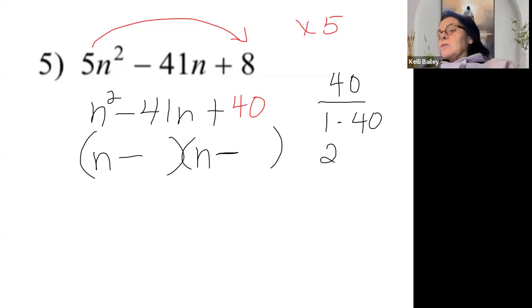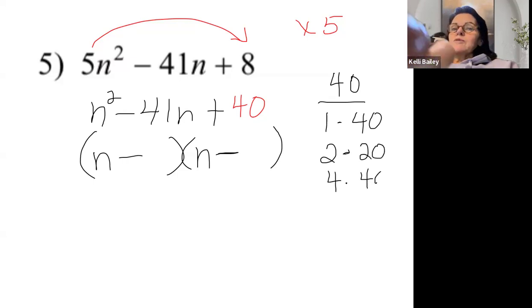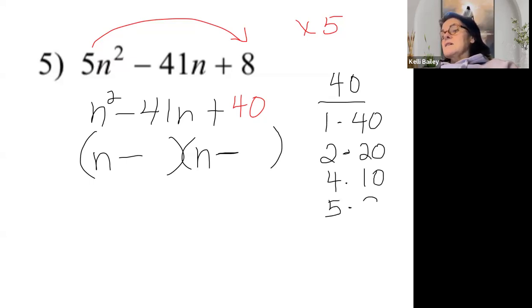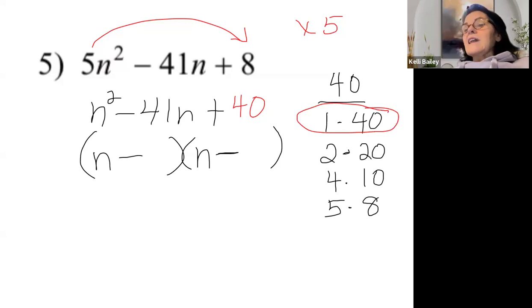Okay. So 2 times 20. 3 doesn't go. 4 goes. 4 times 10. Boy, I'm trying to hurry. Slow down, Kelly. But trying to hurry. 5 goes. 5 times 8. Now, I bet you can see pretty clearly which one adds up to 41. And again, just out of habit, let's just put the big one first.